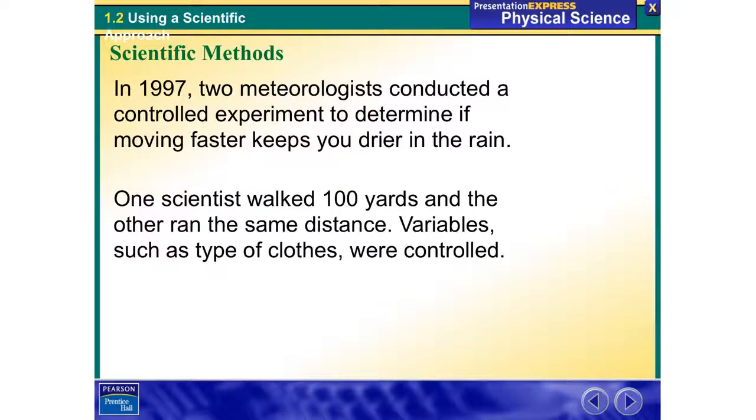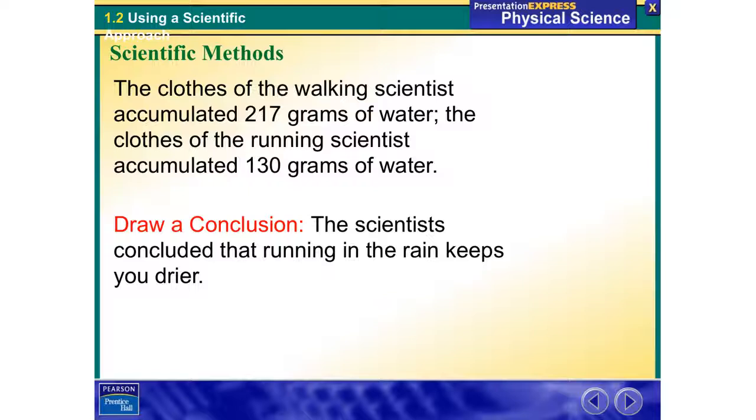In 1997, two meteorologists conducted a controlled experiment to determine if moving faster keeps you drier in the rain. One scientist walked 100 yards and the other ran the same distance. Variables such as type of clothes were controlled. The clothes of the walking scientist accumulated 217 grams of water. The clothes of the running scientist accumulated 130 grams of water. In this case, the scientists concluded that running in the rain keeps you drier.